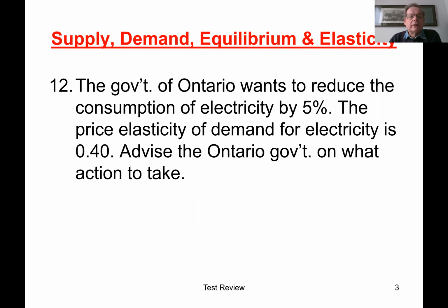Question number 12. If the government of Ontario wants to reduce the consumption of electricity by 5%, and the price elasticity of demand for electricity is 0.4, advise the government on what action to take. The government wants to reduce the consumption of electricity by 5%. Well, that's a key bit of information that you should retain.